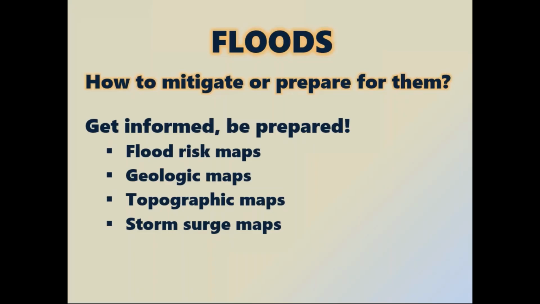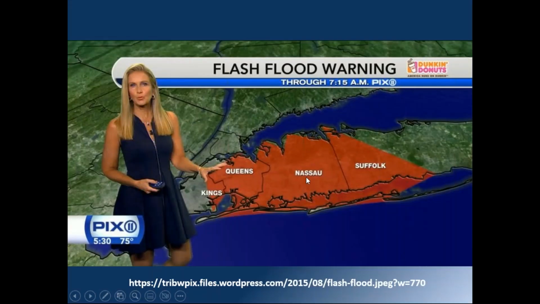So just to quickly wrap up, how do you mitigate for floods? How do you prepare for them? You can't stop the rain, you can't stop the snow melt. You basically just be prepared and be informed. So there are several types of maps that you can consult that are put out by the government, and also just watching the news, you can see some of this stuff. This is an example of some flash flood warnings being put out on the news. Red means bad, right. This is something to keep in mind.